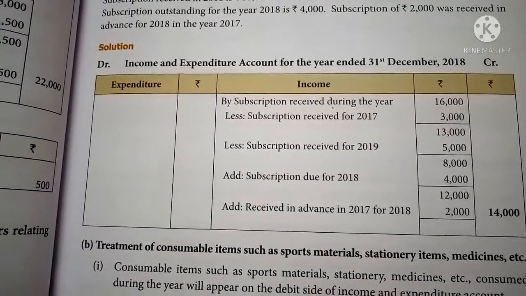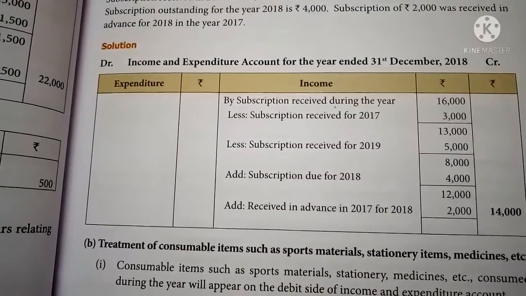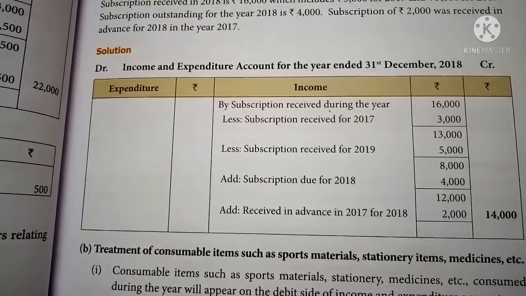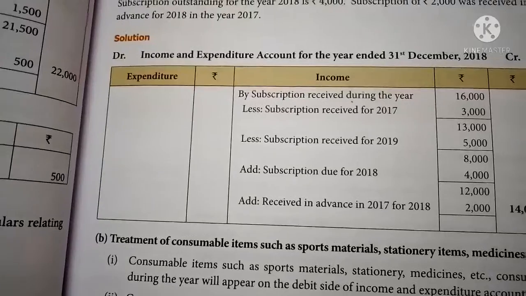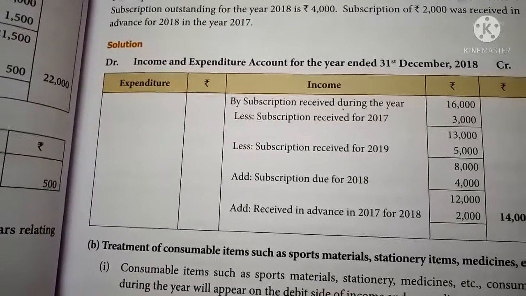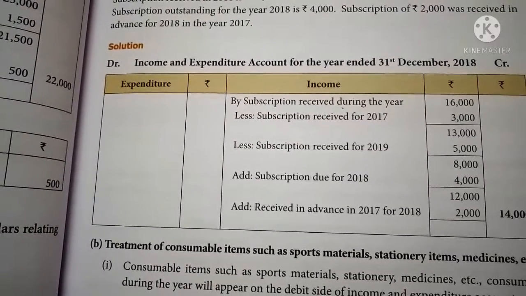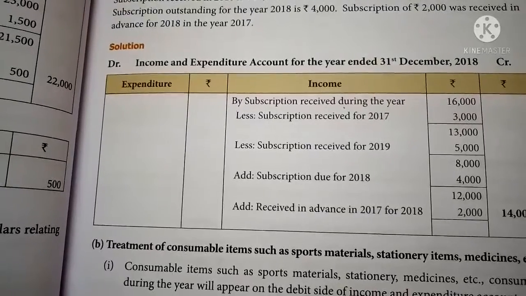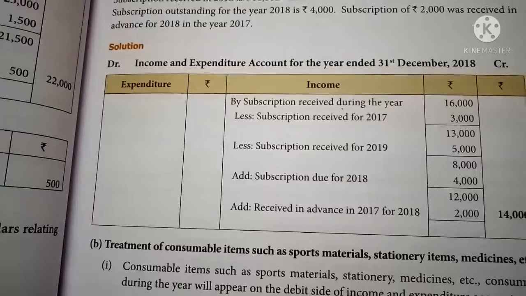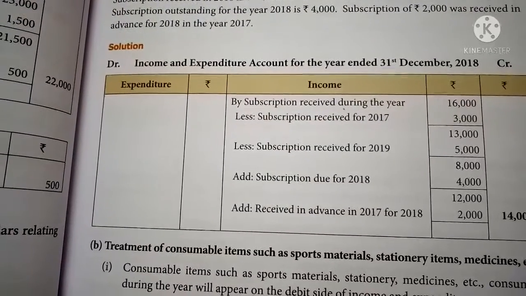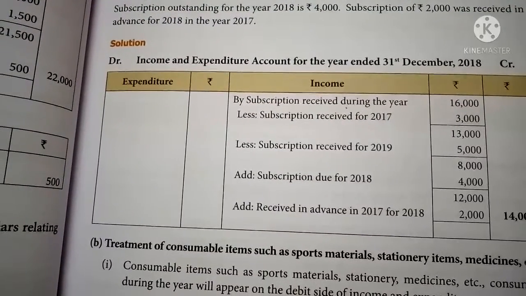From that, less subscription received in 2017, that is subscription received in the current year but relating to 2017: 3000 should be subtracted. And less subscription received in advance, current year advance 5000, that also should be subtracted. One by one you can subtract it. So the value will be 8000.